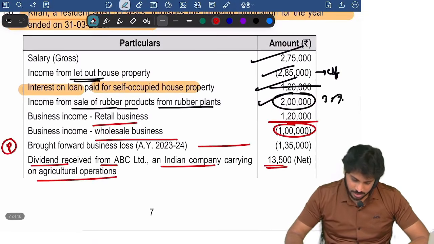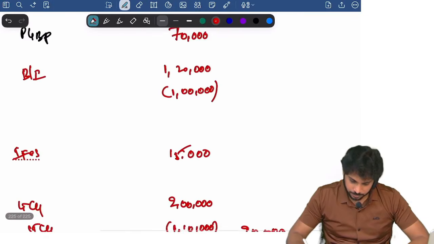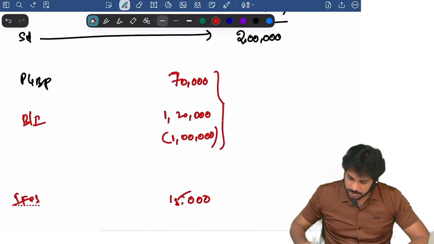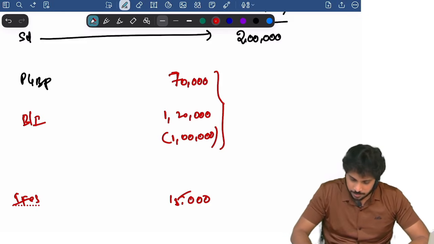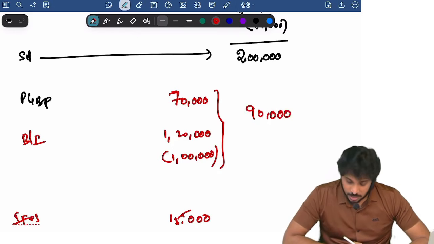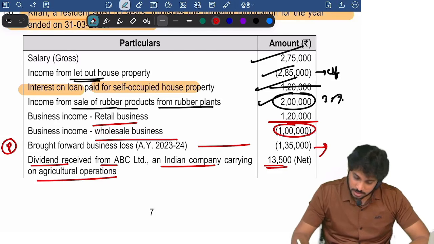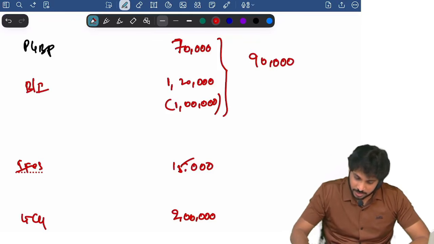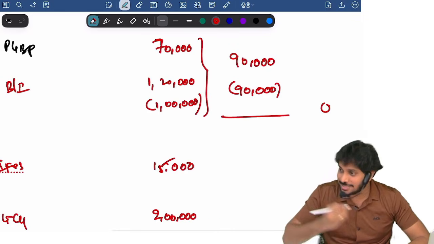All are considered. Only brought forward business loss I should see. Now first I will apply here, all these 3. How much is that? 1,20,000 plus 70,000 minus 1 lakh. How much is it? 90,000 is the PGBP. Now, is there any other head of income loss? No. Brought forward business loss. How much? 1,35,000. I will set off 90. So therefore PGBP income is 0.